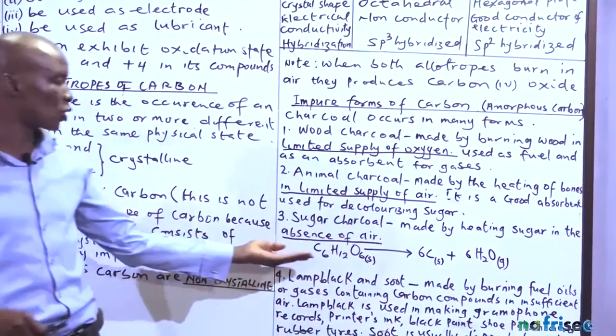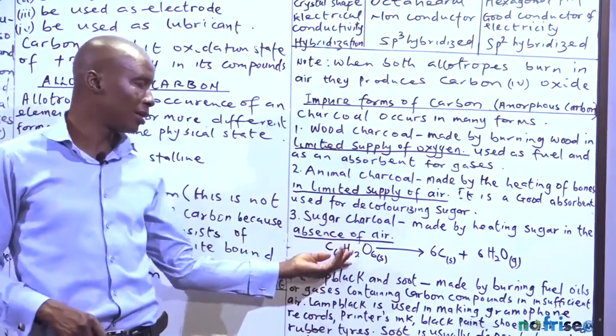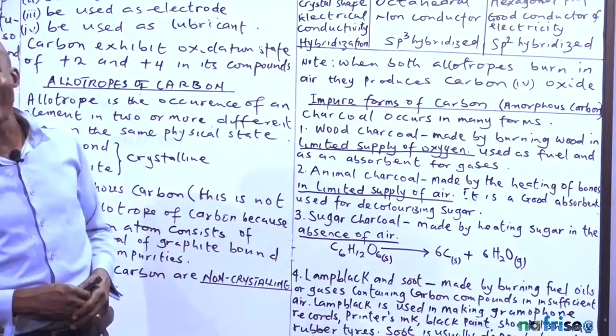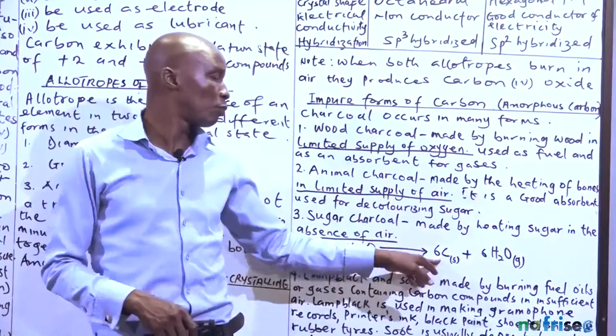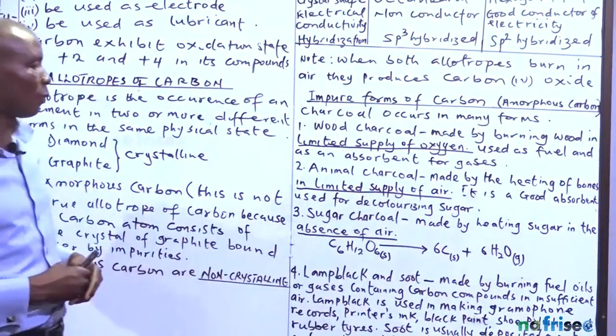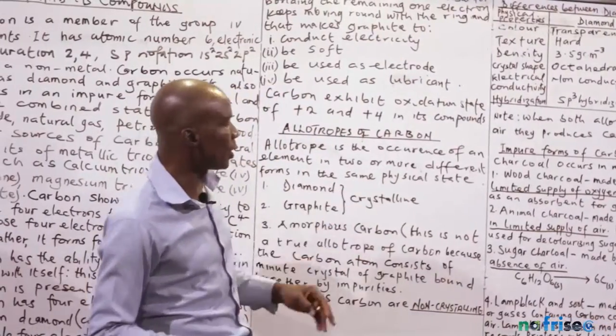You can see the equation where sugar is charred. We call it charring of sugar to give you coke plus water vapor. So that is how to prepare sugar charcoal.